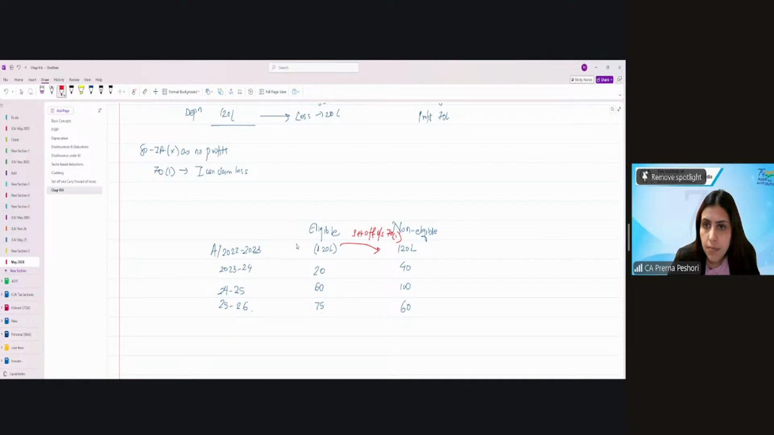It says that we have to compute it only for the eligible business. So yes, the 120 loss will be set off from the 20 lakhs for the next year's profit. Yes, correct. So, what does our ICAI 5 say?